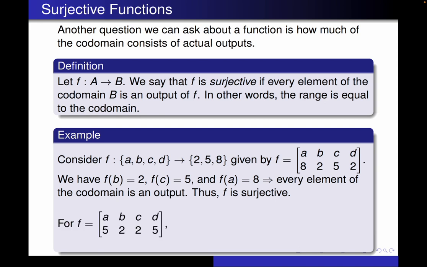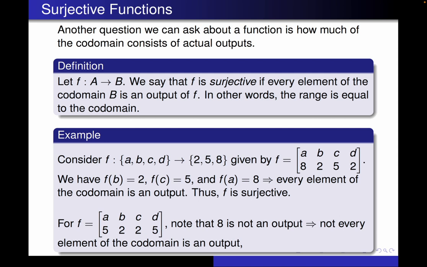But if we have something like this, where a goes to 5, b goes to 2, c goes to 2, and d goes to 5, notice that 8 is not an output of that function, even though it is a part of the codomain. So not every element of the codomain is an output, which means that f is not surjective in that case.